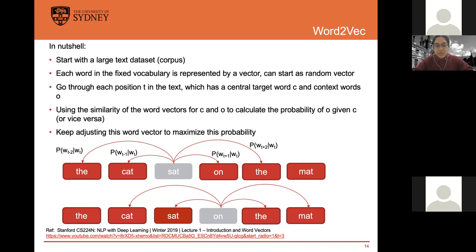So we can use the similarity of word vectors for the context and central word to calculate the probability. I'll discuss what the calculation is in the next slide, but we can keep adjusting the word vectors to maximize this probability: the probability of this word given that I have the central word as "sat". Once we decide on that, we move on to the next word.